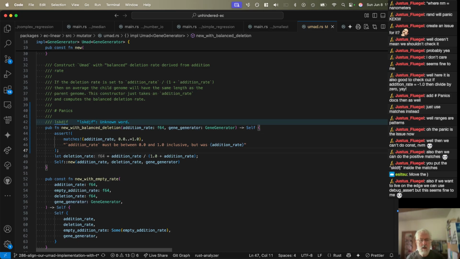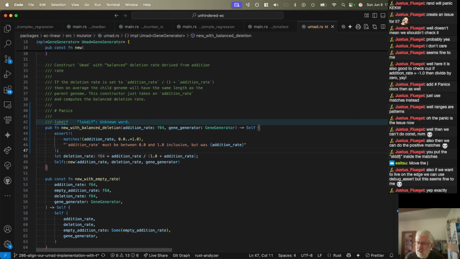And so debug assert would only check it in debug mode, whereas assert's going to check it even in release. And if this was in the sort of inner loop somewhere, I might care. But given that this is in a constructor, that's going to happen once, maybe, I don't think I'm going to worry about it. So I'd be inclined to leave this as just assert bang.